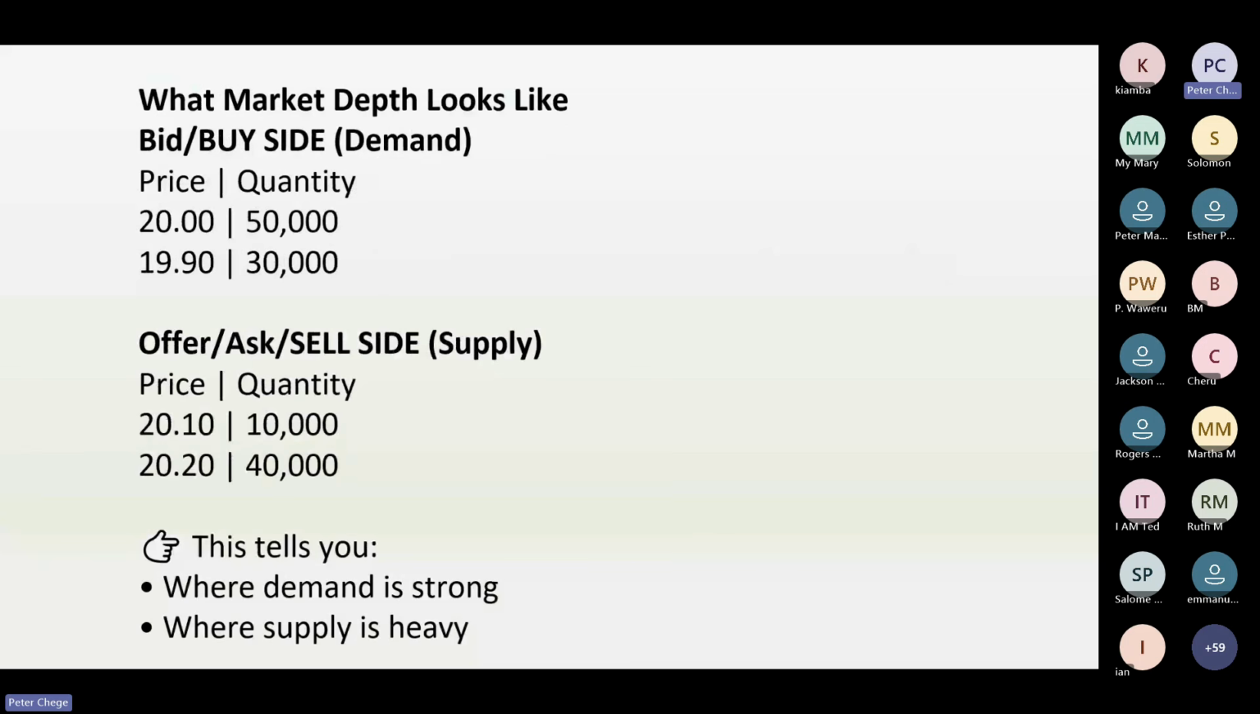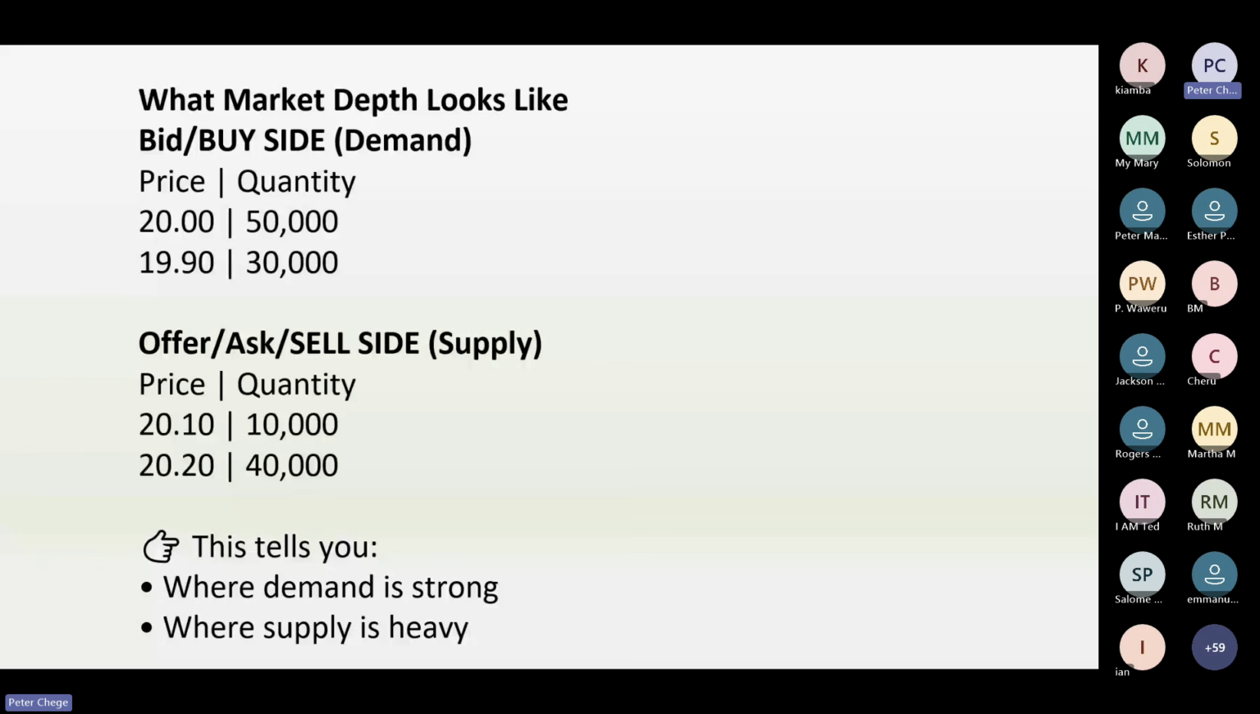So the way the market depth looks like what we have seen: on the bid side, you have prices from highest downward and quantities, that's the demand side. On the offer side, you have the lowest price on the sell side going all the way up to the highest price, and quantities also. So it's either offer, ask, or sell side. It's also supply. So these two screens will help you know where demand is strong and where supply is heavy.